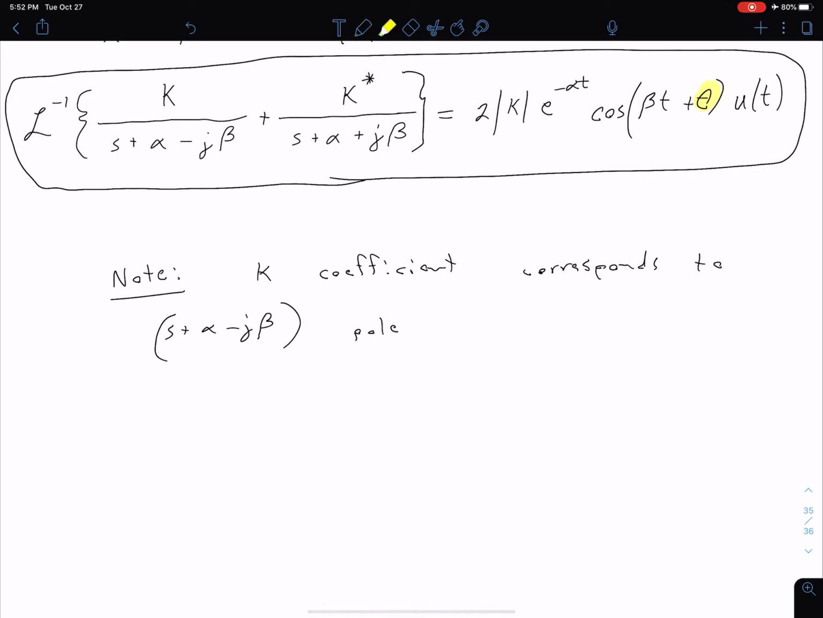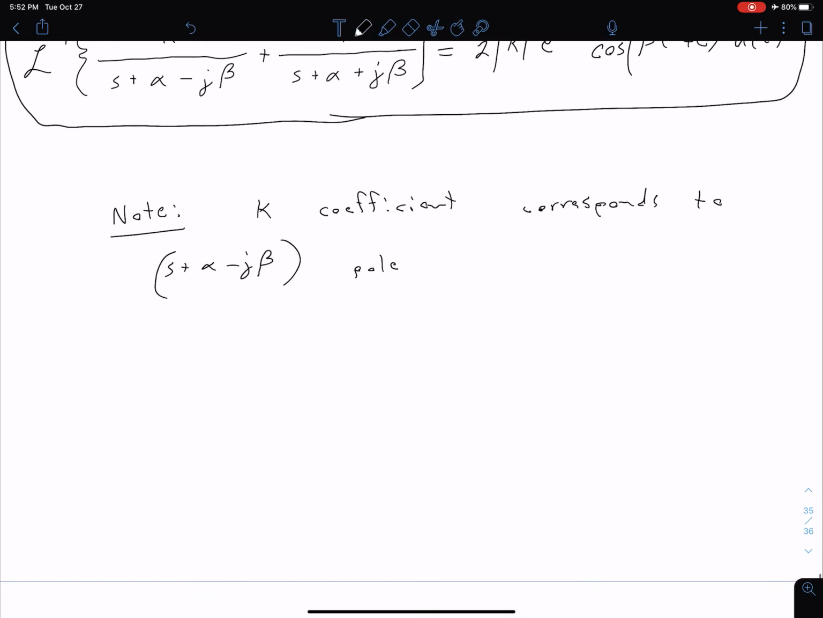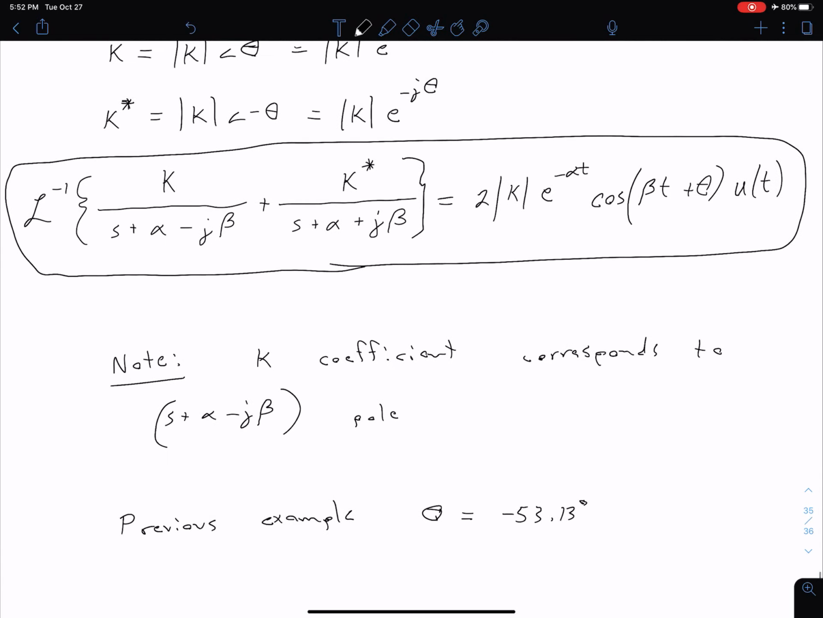And so what that means is if we mix up K and K star, we're going to have the incorrect theta value here. So if you go back and look at the example from our previous video, what you could see is that our theta in that case was equal to negative 53.13 degrees. And so it might be a good idea to go back and look at that example and see if you can use this general form to get our inverse Laplace transform a little bit easier.